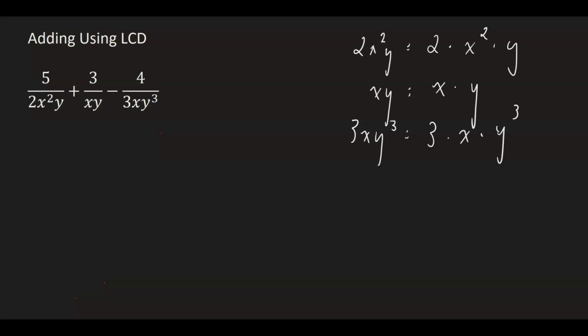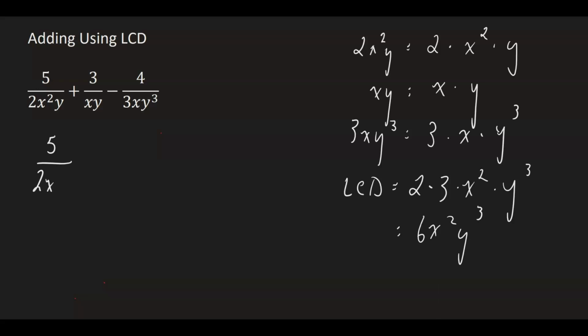So we look at each factor. The lowest common denominator is the product of each of those to their highest power. So 2 times 3. Now the highest power on the x's is the squared, and the highest power on the y's is y cubed. So this would be 6x squared y cubed is our lowest common denominator. I want to write each fraction over the lowest common denominator. So let's first take a look at fraction number 1. 5 over 2x squared y.